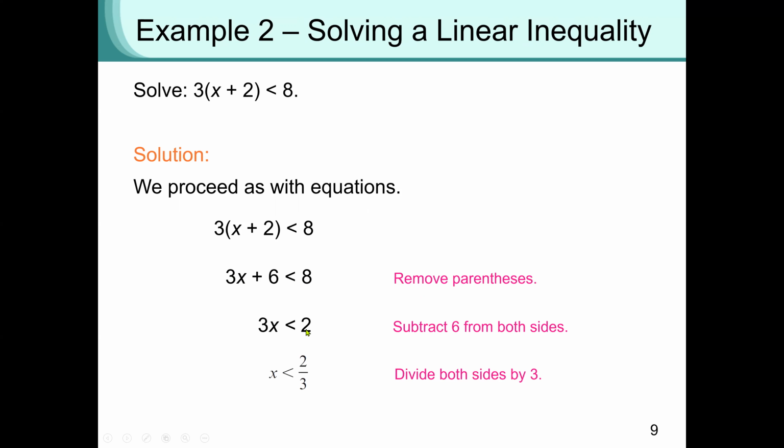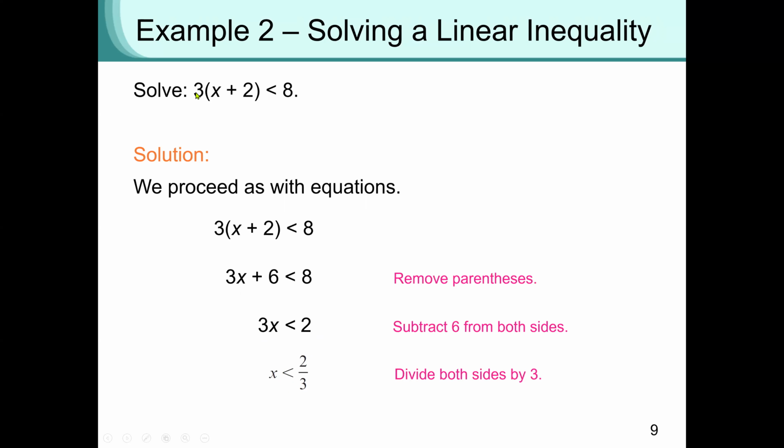Now here I'm going to use the division property. 3 times x, so I'm going to divide the inequality by 3. It's a positive value, so the sign will not change. So 3x divided by 3 gives me x, and 2 divided by 3 is 2/3. So finally, our answer is x is less than 2/3.